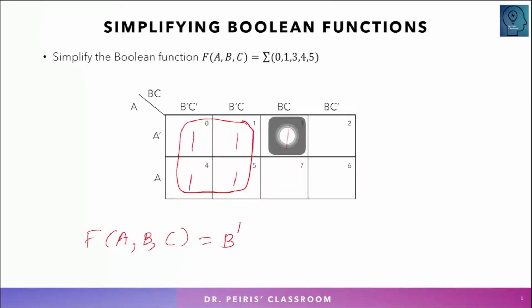Now this one is left, so we need to combine that. We can do a group over here. You can combine 1 and 3. For 1 and 3, what is the common variable? Both are in this row, which means a prime is common for both. In terms of the two columns, what is common? This one is in b prime c, this one is in b c. B prime and b are different, but both are c, which means it is c. So that term is a prime c. This is how we do the grouping and finding the terms using K-maps.